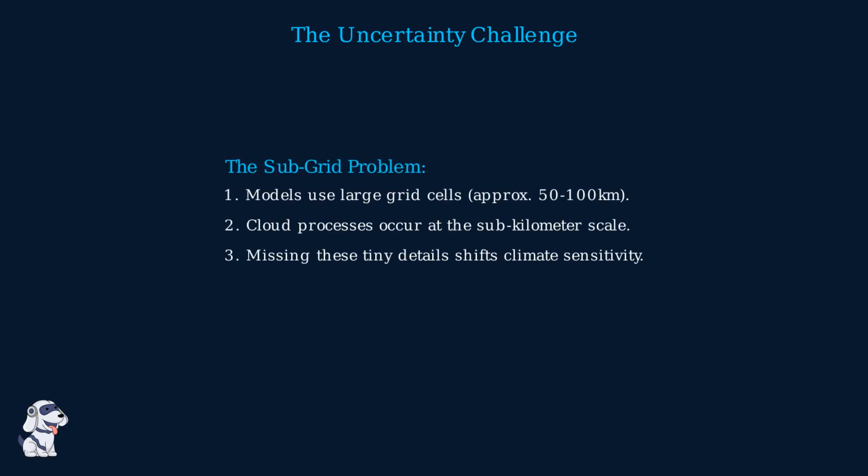Global models view the atmosphere in large grid cells, but the physics that form clouds happen on a tiny subkilometer scale. When a model misses these microscale dynamics, its entire projection of future temperatures becomes unstable. Until we can effectively bridge this gap between microphysical cloud behavior and global climate scales, clouds will remain the greatest uncertainty in understanding our future climate.